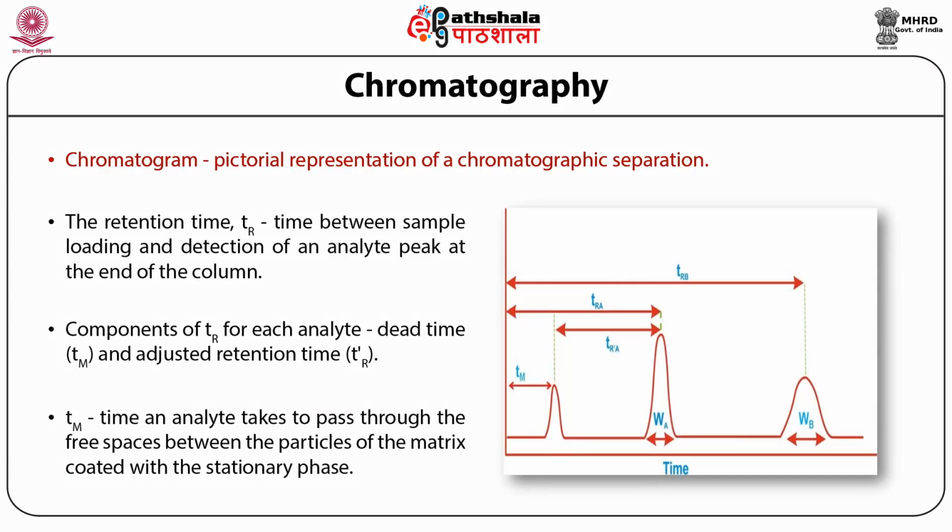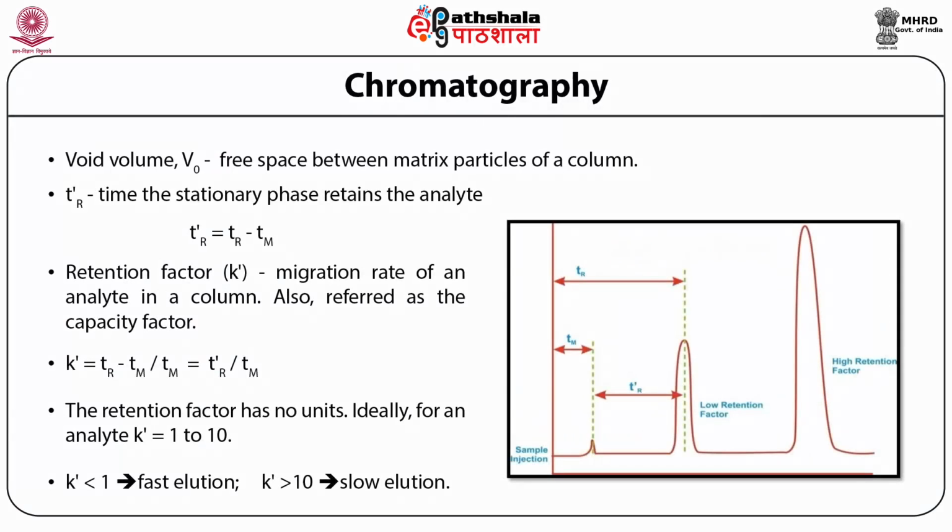A chromatogram is the pictorial representation of chromatographic separation. The retention time TR is defined as the time between sample loading and detection of an analyte peak at the end of the column. Naturally, each analyte in every sample may have different retention time. The time taken for a mobile phase to pass through the column is called Tm. The retention time TR for each analyte has two components, dead time and adjusted retention time. The free space between matrix particles is called the void volume, V0, of a column. The Tm is measured as time taken by analyte which does not interact with the stationary phase to elute through the void volume, and its value will be same for all analytes.